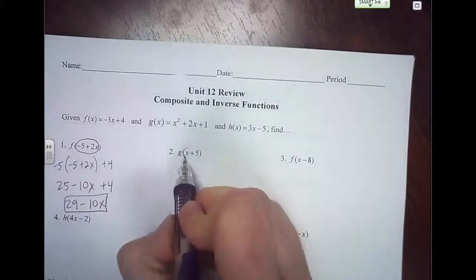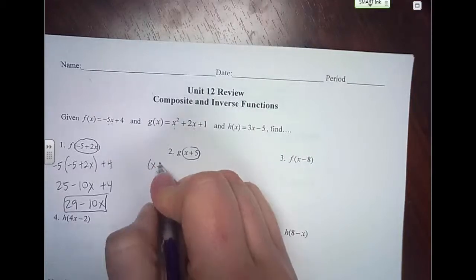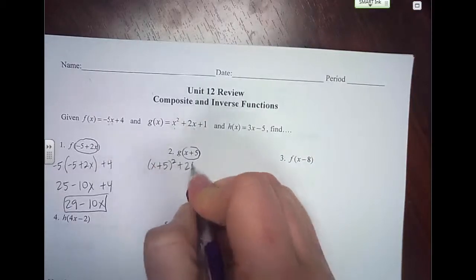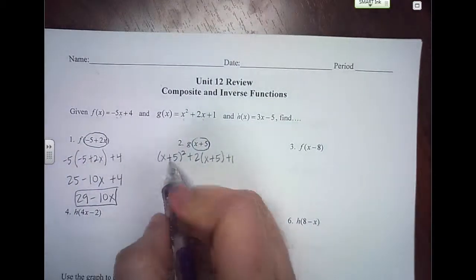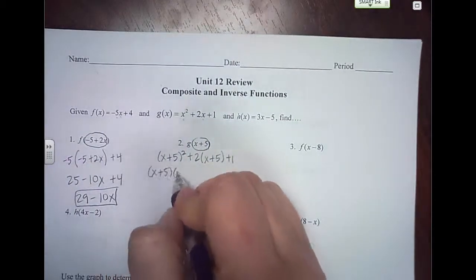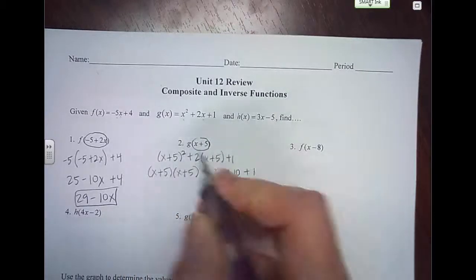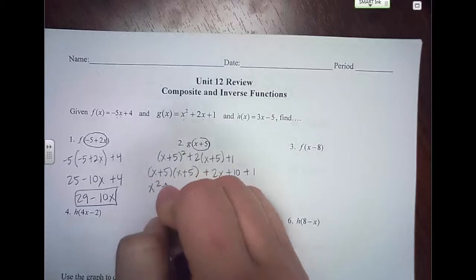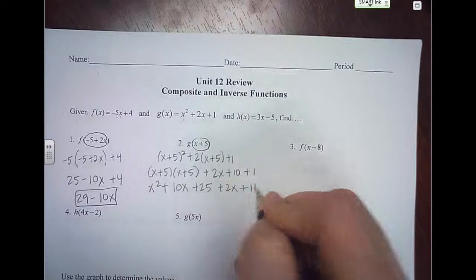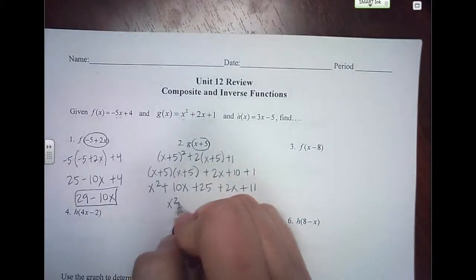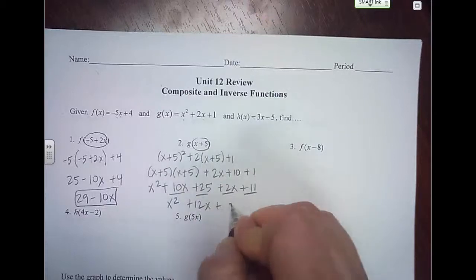Number 2, we're going to put this whole thing into the x in the g equation. Now there's two x's, so we put them in for both. So we have x plus 5 squared plus 2 times x plus 5 plus 1. So this first part here, remember, you have to be careful, multiply out 2 of them. I'm going to go ahead and distribute 2x plus 10 plus 1. So when you multiply this all out, you get x squared plus 10x plus 25 plus 2x plus 11. Combine like terms, x squared plus 12x plus 36.